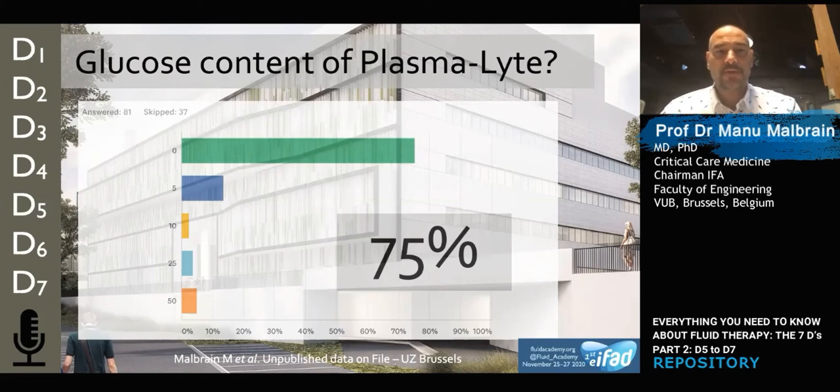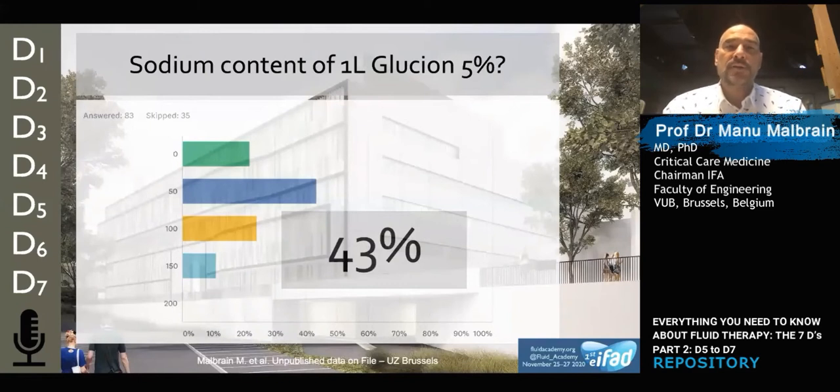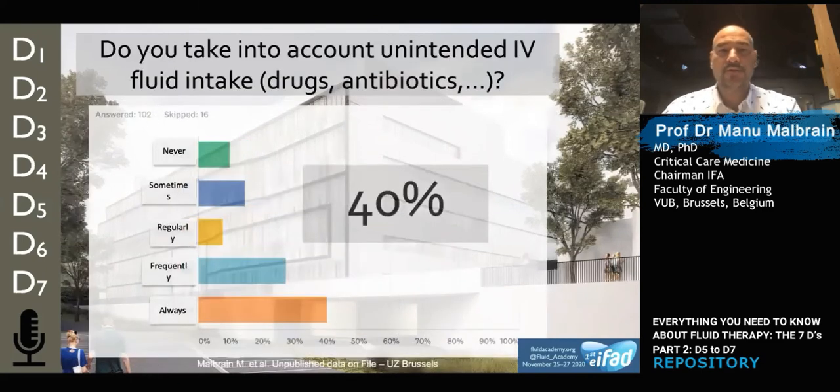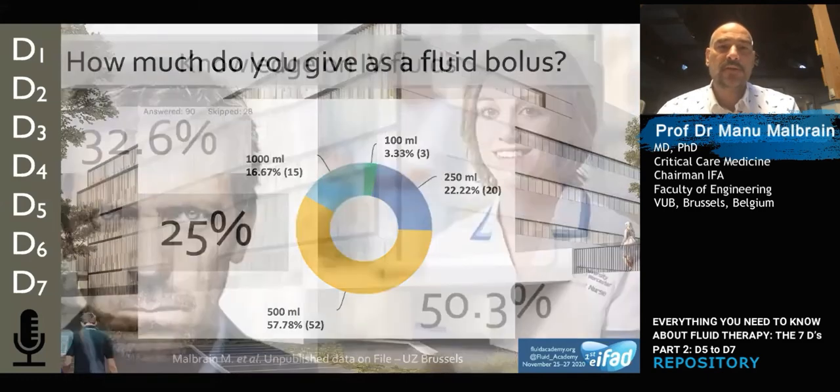Just showing some answers to some questions. Here 75% got it right: the glucose content of Plasma-Lyte is 0, so Plasma-Lyte cannot be given as a maintenance solution. The sodium content of saline is 154. About half of the respondents got it right. What is the sodium content of Glucion, which is ready from the shelf? It's 54; 40% got it right. And then when asked, do you take into account fluids that are administered for drugs and antibiotics, 40% did. And what is a good fluid bolus? It's about 4 ml per kilo; only 25% got it right.